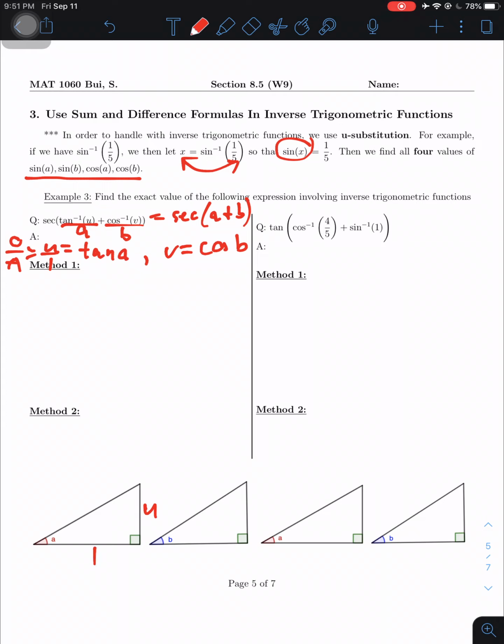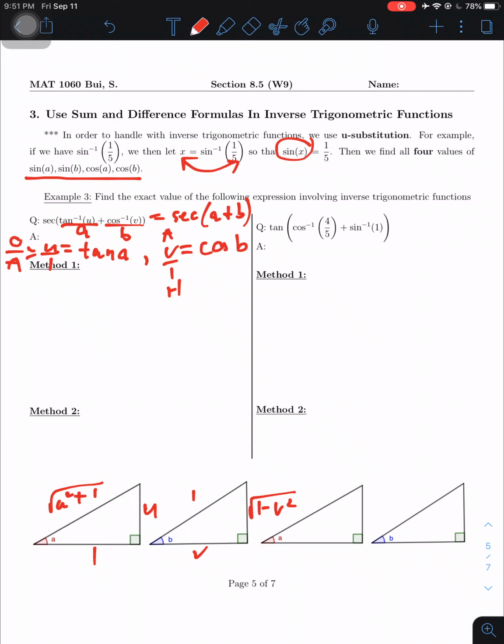Then we do the thing that we always do to find the third missing side. We apply the Pythagorean theorem, and here it has to be the square root of u squared plus 1. We're going to do the same thing for cosine. Cosine is adjacent divided by hypotenuse. So we get v equals adjacent and 1 equals hypotenuse. So for the second picture, adjacent is v, hypotenuse is 1, and the third missing side would be the square root of 1 minus v squared.